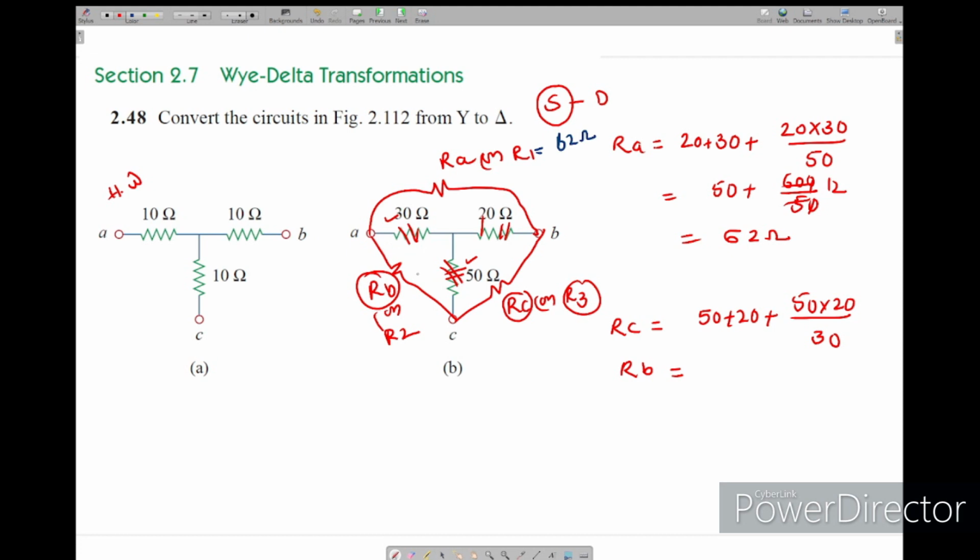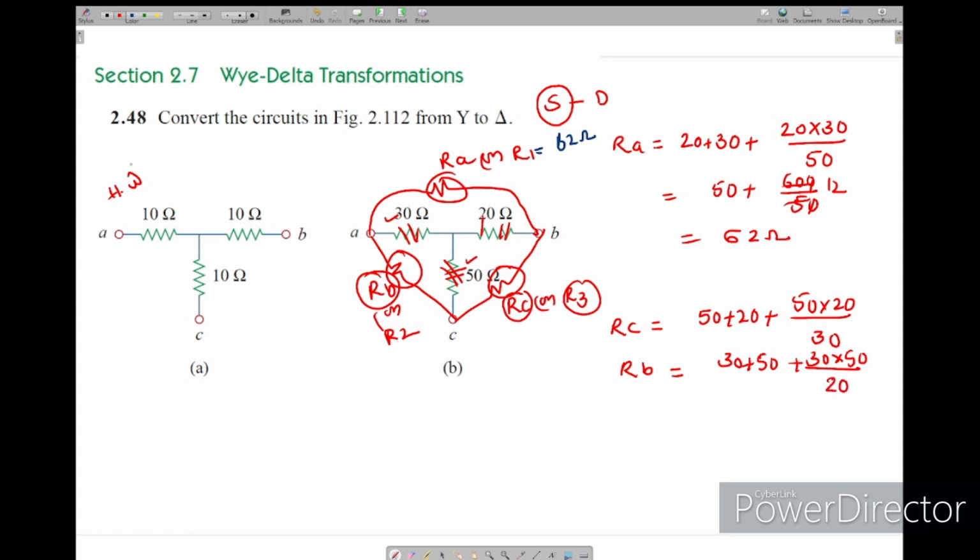Because in between, only this is the RB. Here it is in between 20 and 30. Here it is in between 20 and 50. Now RB is 30 plus 50 and their product divided by the remaining one, 20. So this is all about star to delta.